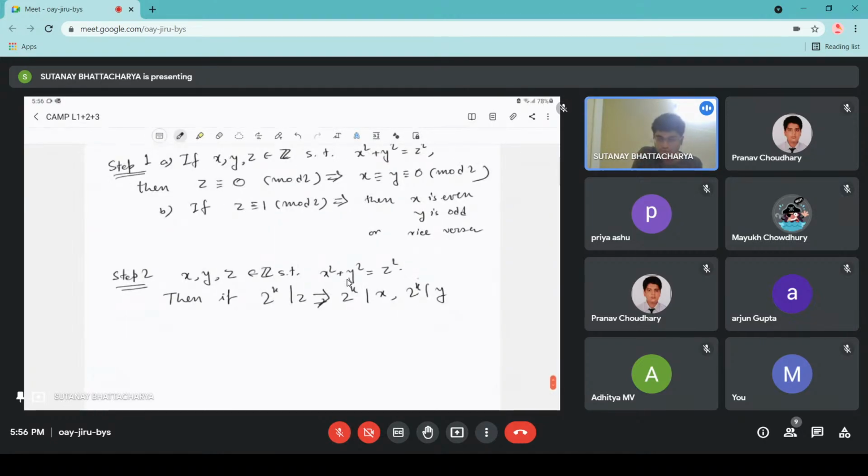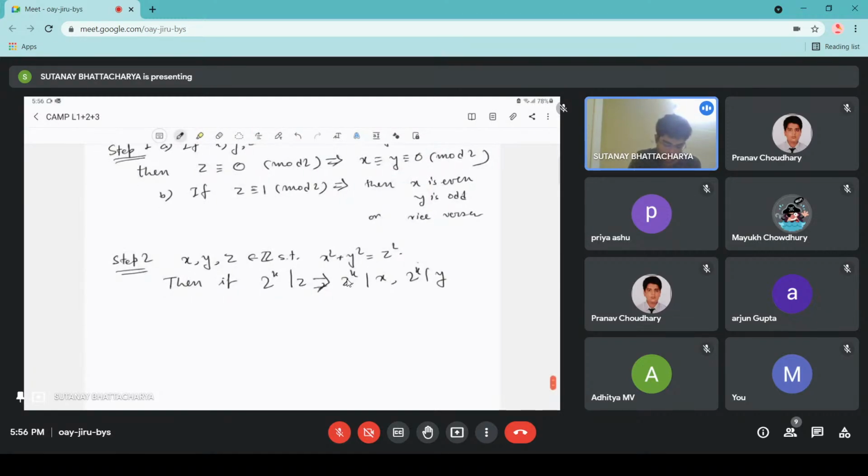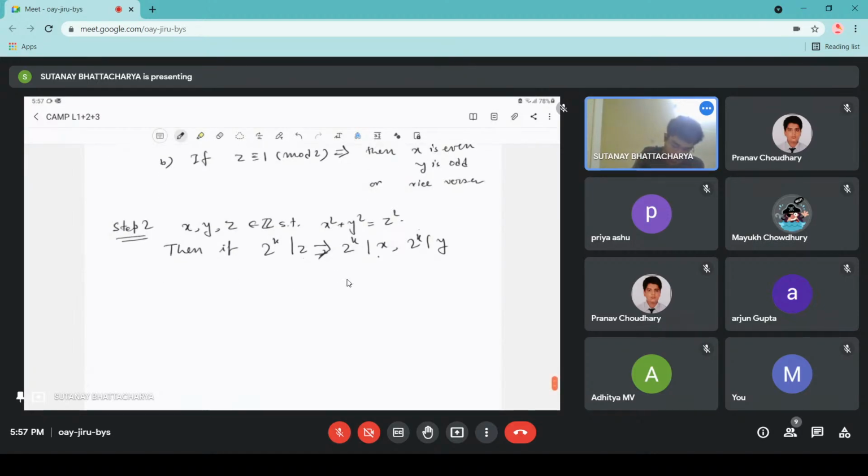Any idea of how to prove this? This is not too hard. The one-line answer is just induction. Using this lemma, since z is divisible by 2 power k, it's also divisible by 2. So x and y will also have to be even integers. Then you can divide out the entire equation by 2 and use the induction hypothesis. I leave it to you guys to fill in the details.